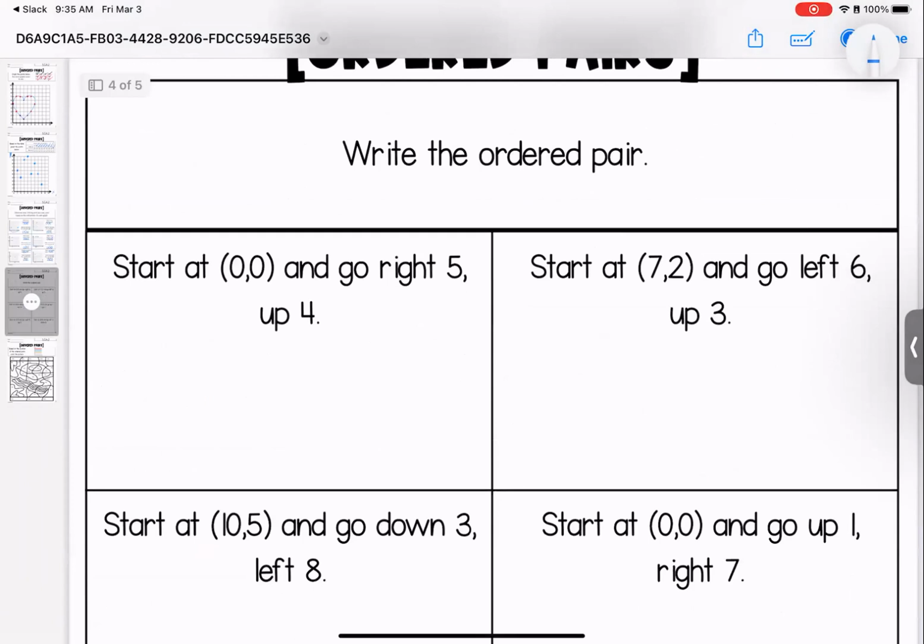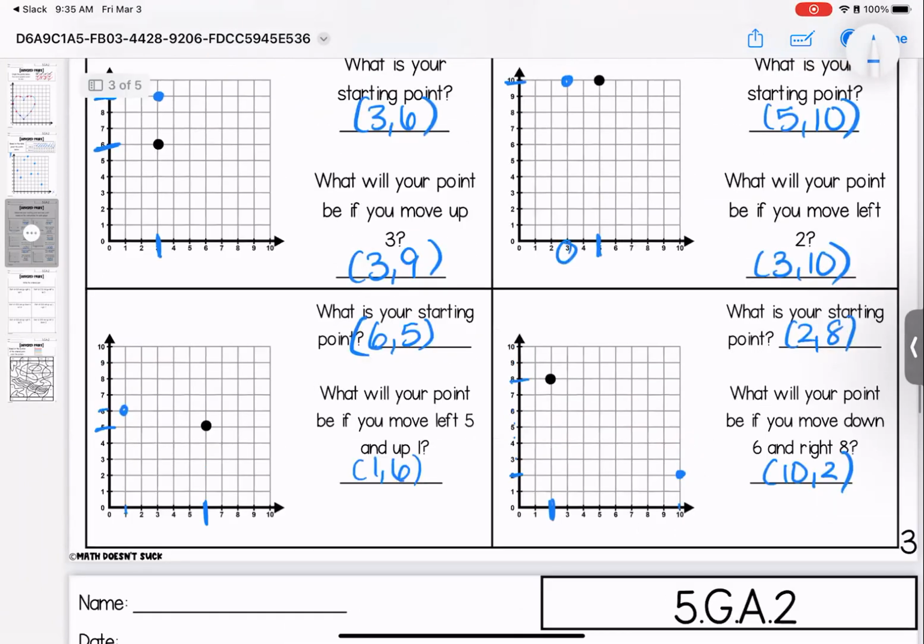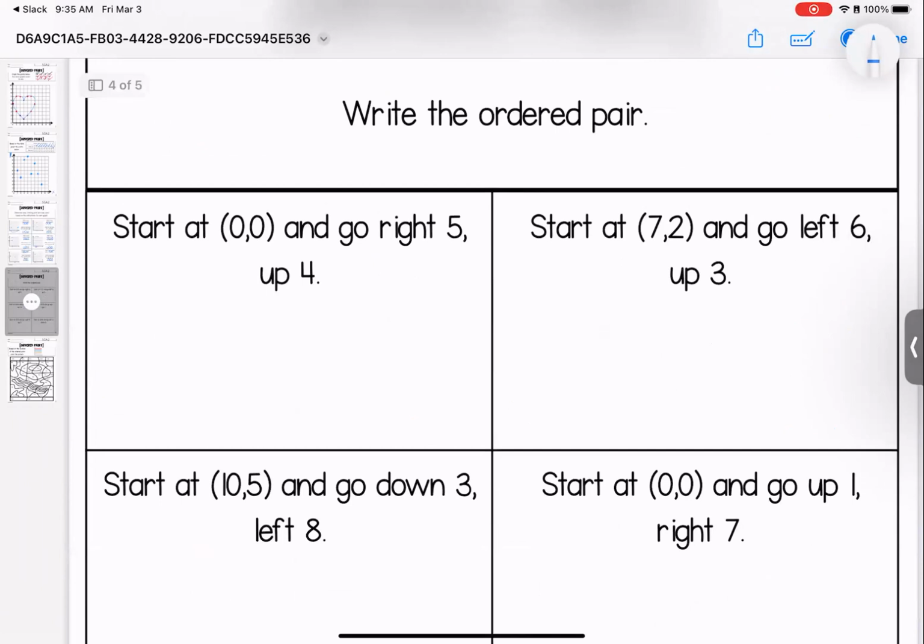All right, Sweet Faces, this time I gave you the points without the pictures, but you have the pictures on your other homework pages. If it helps you to look back, absolutely go for it. So I know that my first value, my X value, is my left or right value. My second value, my Y, is my up or down. So if I'm starting at 0, 0, and I go to the right 5, that means my X is going to add 5, and I go up 4. So I would be at 5, 4, because if I'm going to the right, I'm adding.